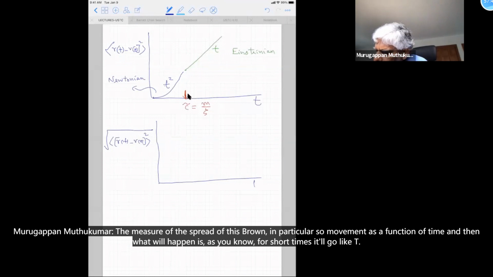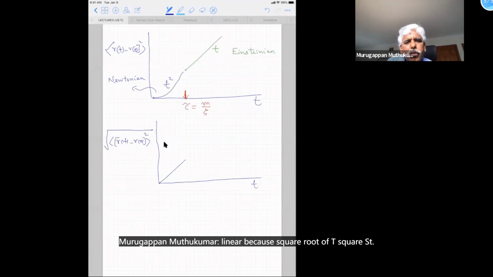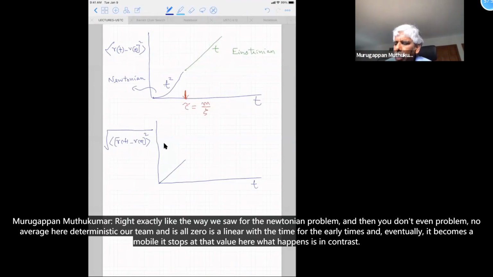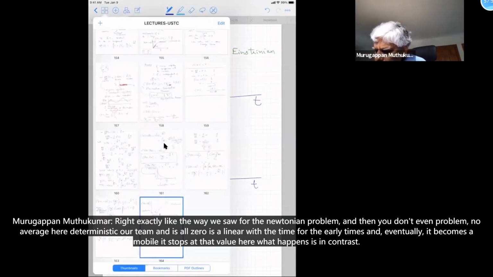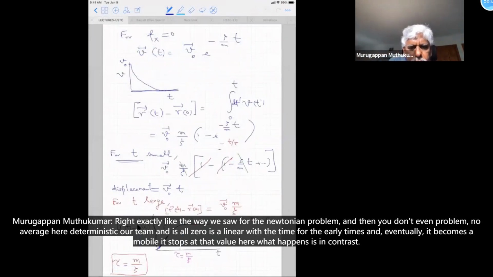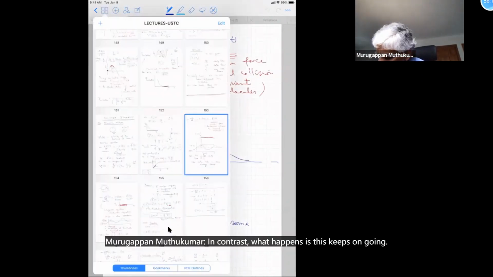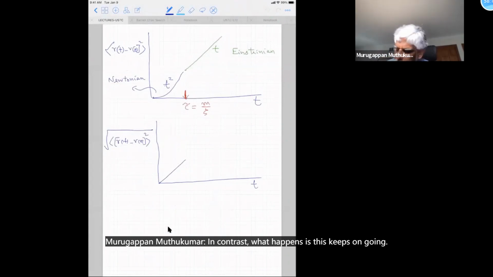And then, as you know, for short times it'll go like t, linear, because the square root of t squared is t. Exactly like the way we saw for the Newtonian problem. In the Newtonian problem, with no average, deterministic, R t minus R 0 is linear with time for early times, and eventually it becomes immobile. It stops at that value. Here, in contrast, this keeps on going.